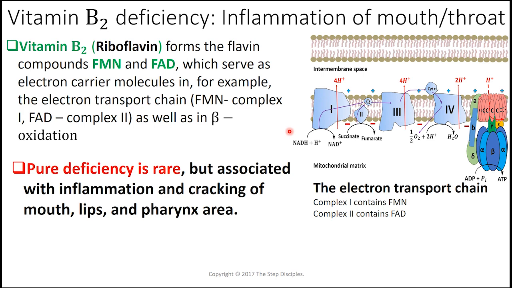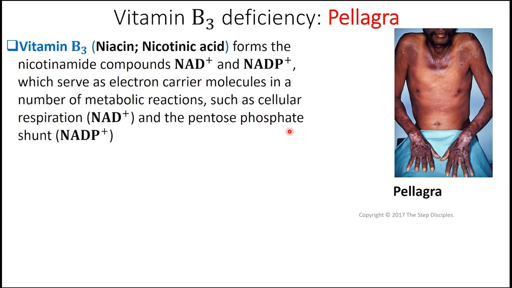You know that's part of cellular respiration. That's how we make ATP. The pure deficiency of the flavins, the riboflavins, so vitamin B2, is actually rare. It's typically found in foods that are also filled with other B vitamins. So pure deficiency is rare, but if you do have a pure deficiency, it's associated with inflammation and cracking of the mouth, lips, and pharynx area. That's probably very hard to differentiate from an actual infection. Anyway, the treatment is vitamin B2 supplementation. That's vitamin B2, the riboflavin that gives rise to the flavin compounds, which serve as electron carrier molecules.